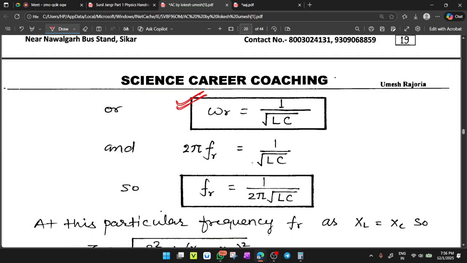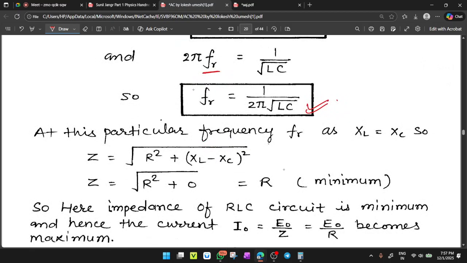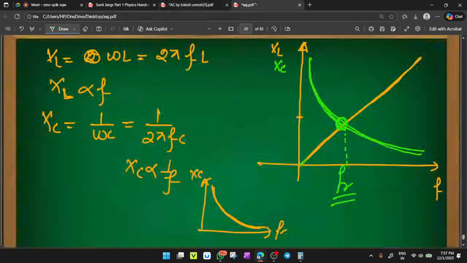This is called the resonating angular frequency. Now, omega R equals 2 pi FR, so FR equals 1 upon 2 pi under root LC. Clear? This is called the resonating frequency. We know at this frequency, XL and XC are equal. Check the graph here: XL and XC have the same value.